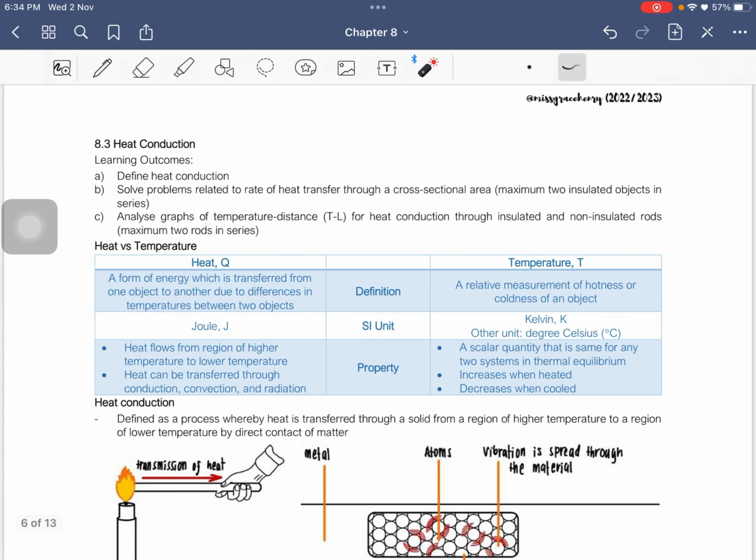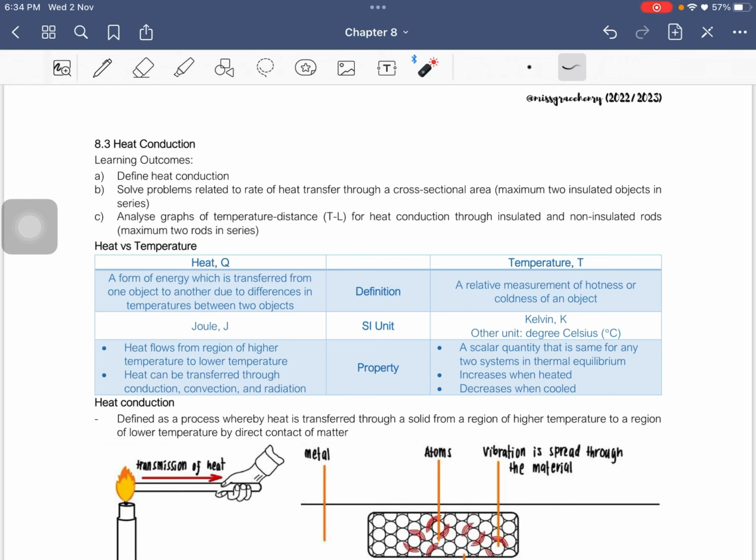So heat is actually a form of energy which is transferred from one object to another due to the differences in temperatures between any two objects, okay? Between objects. So the symbol is Q. Temperature pula, temperature is a relative measurement of hotness ataupun coldness of an object. So temperature is telling us how hot the object is.